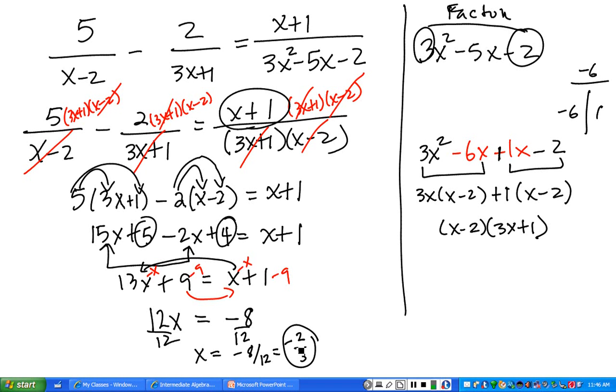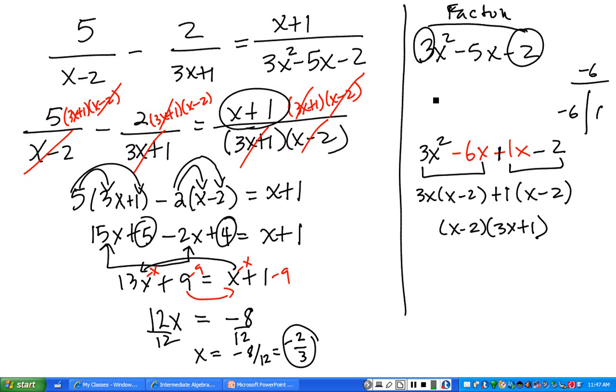If I plug this negative 2/3 into this x, it's not going to pose a problem. If I plug in that negative 2/3 here, you can check it, but it's not going to pose a problem either. So I know that negative 2/3 is my answer.